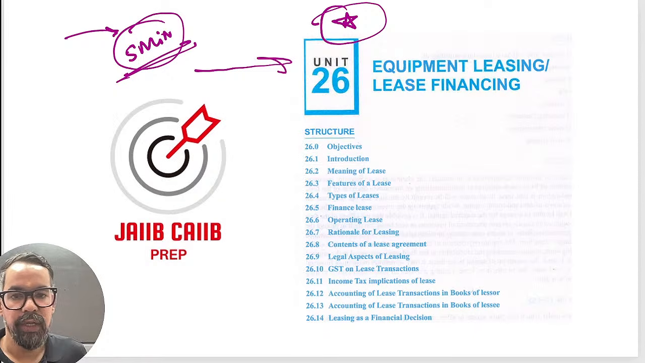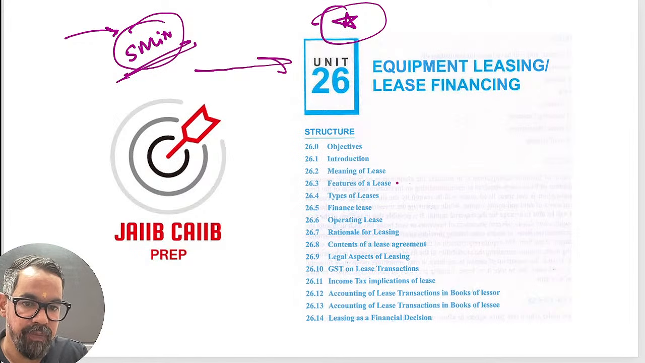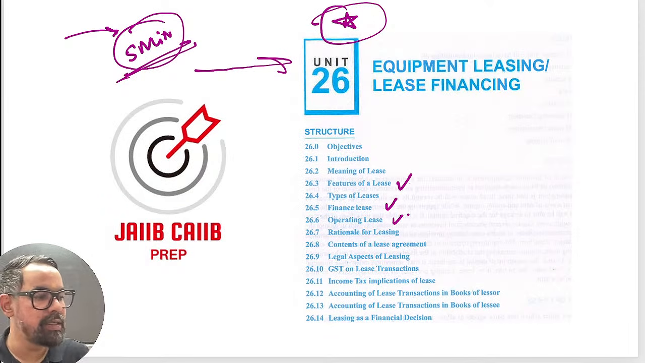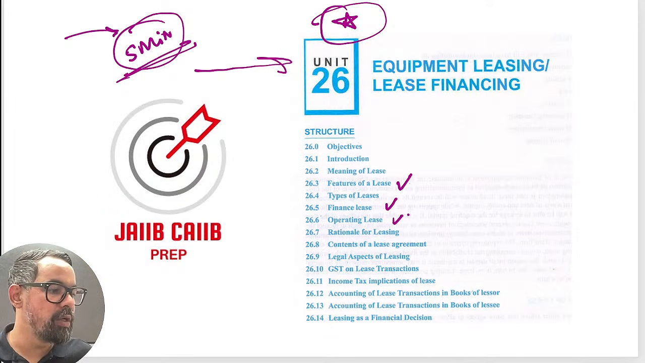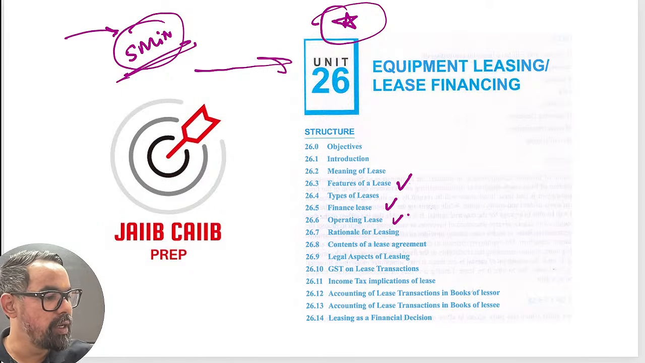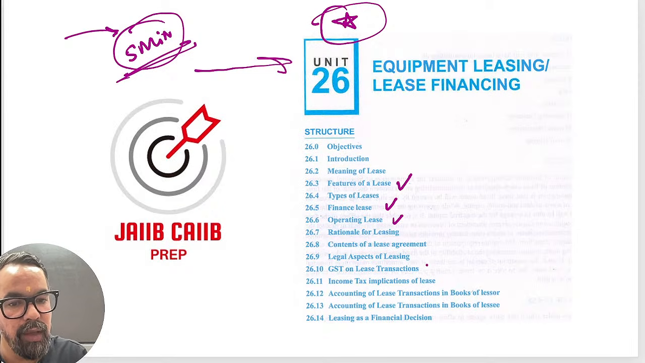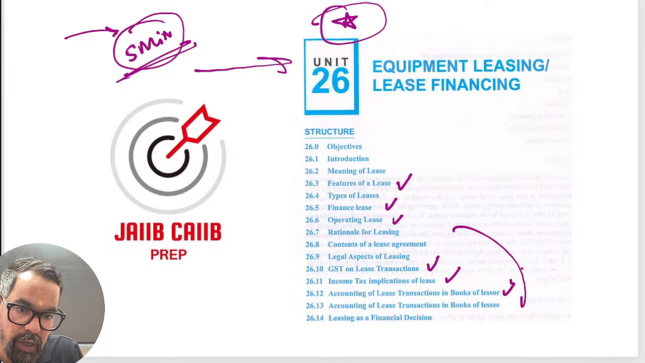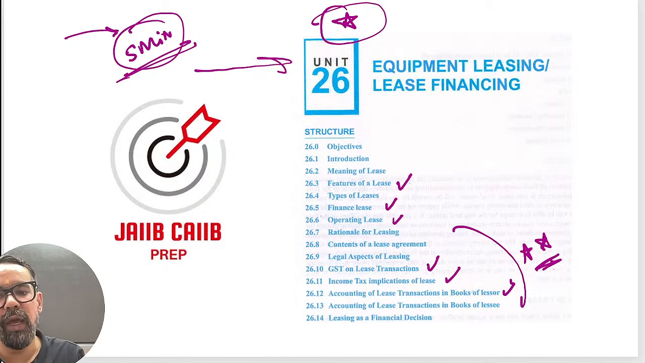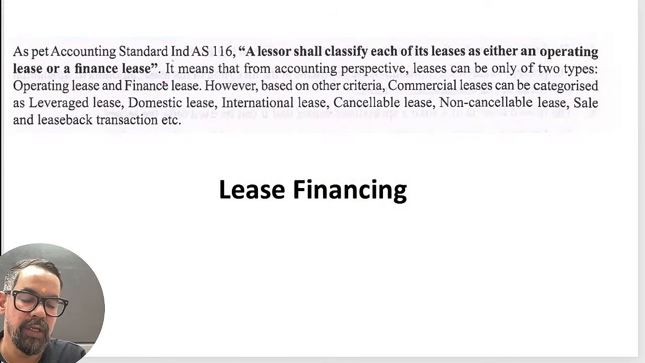Okay, so the next unit is all about something we have done many times: leasing, lease, factor, finance lease, operating lease. I guess this time also in INIFS there was one question around lease. The important areas from this topic are GST, income tax on lease, and accounting, because they are as per the accounting standards.